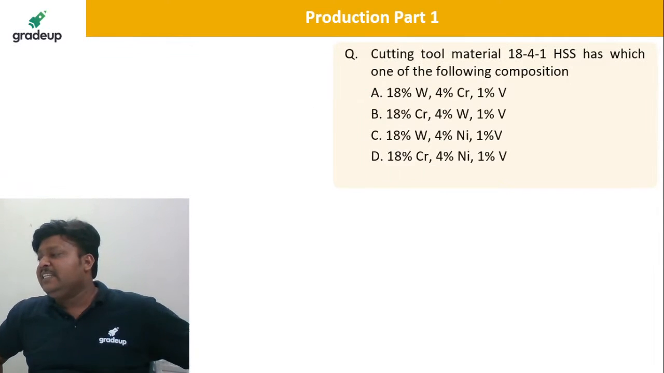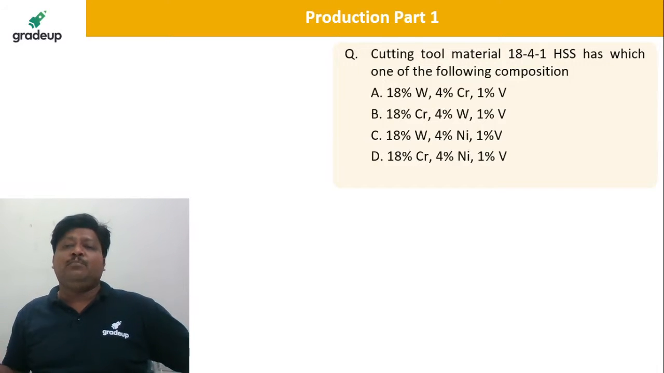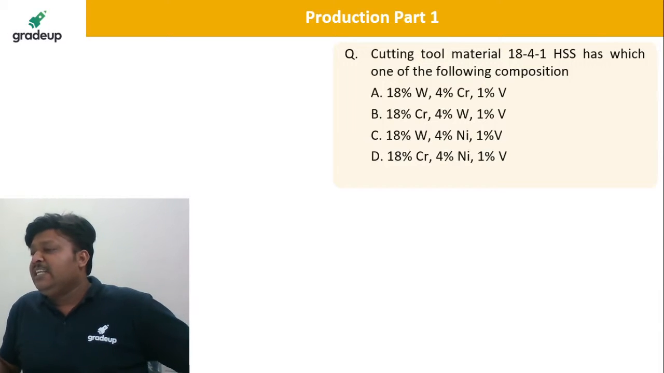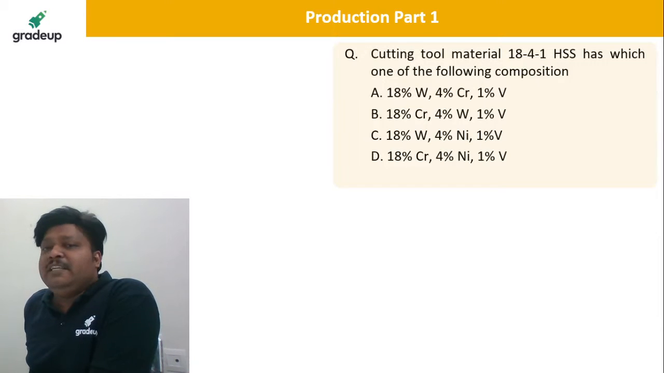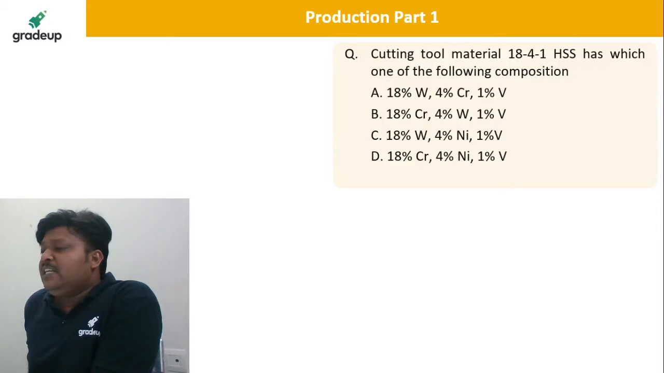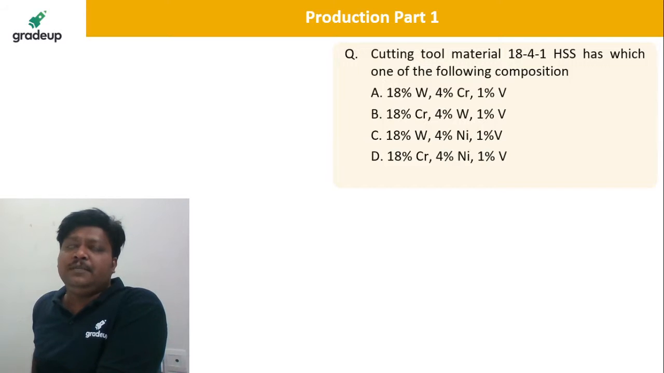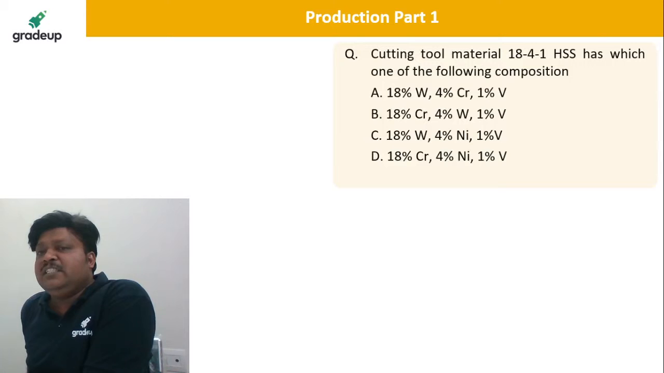You have to remember this date: 18 April 2001, that is 18/4/2001. This is the very best example for the composition of high speed steel: tungsten, chromium and vanadium. 18% tungsten, 4% chromium and 1% vanadium.